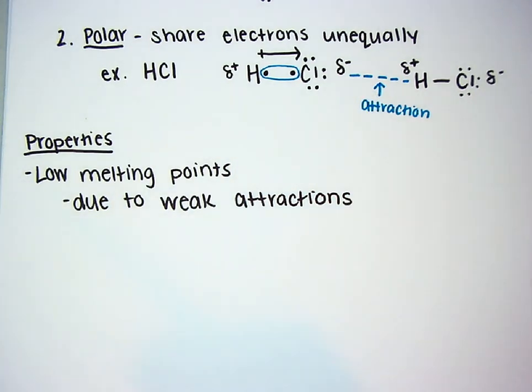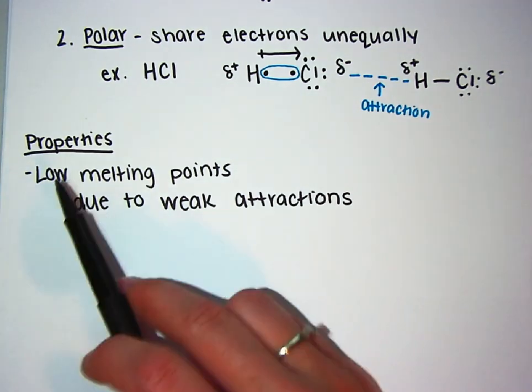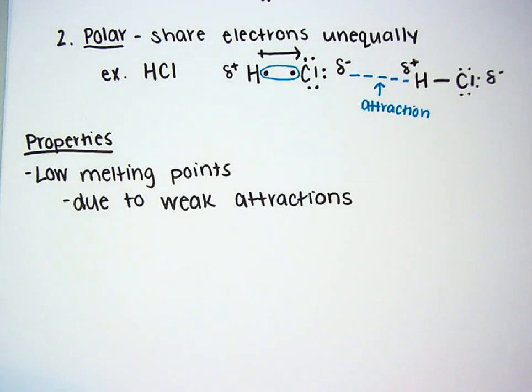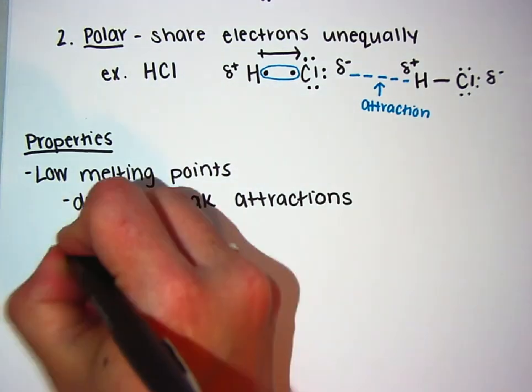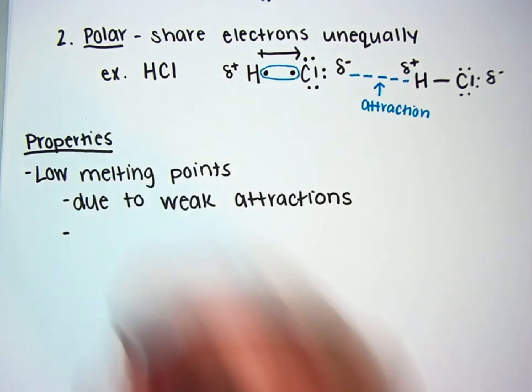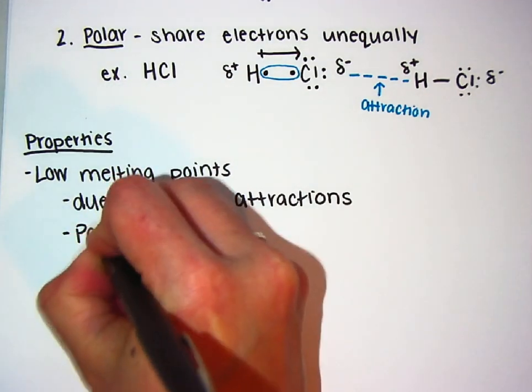So the weaker the attraction, the easier it is to break it. The easier it is to break that attraction, the less heat energy we need, the lower the melting point will be. So in general, covalent compounds have low melting points due to their weak attractions. Comparing polar versus nonpolar, polar would be higher.